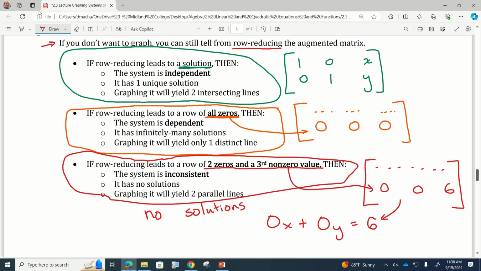It doesn't have to be the bottom row, right? It can be the top row, like 0, 0, 0. Yep, you're right. If you found a row of all zeros in the top row, that's dependent. If you find a row of 0, 0, something else in the top row, that would also be inconsistent. Good question.